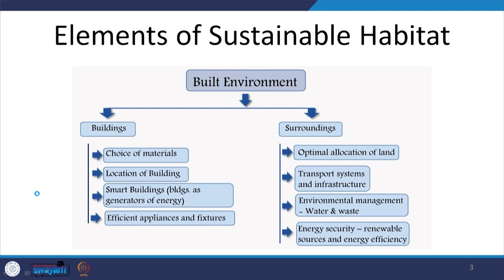This is the part which we will be largely dealing with, but it is directly affected by, and it affects, its surroundings, for example, the land on which it is being constructed. So, the land around it, the transport systems and the infrastructure which cater to this building, and the building in turn affects this infrastructure. Also the environmental management of waste and water, vice versa, and energy: renewable sources and energy efficiency within the building. So, when we are talking about sustainable architecture, we are talking primarily about these two components.